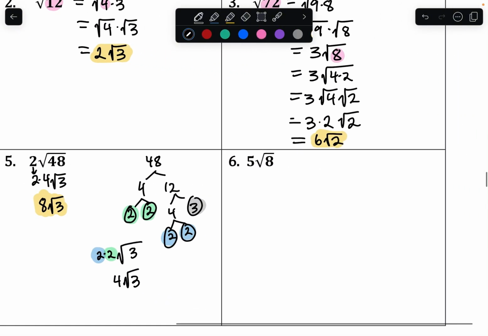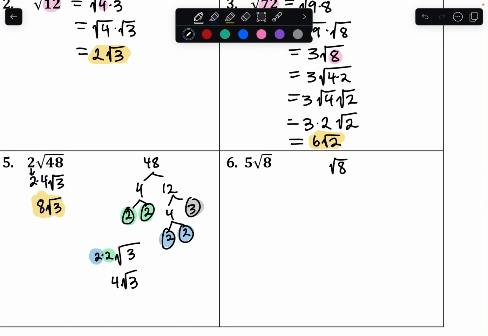Okay, looking at that square root of 8. Square root of 8 is the same as square root of 4 times 2, which is square root of 4 times square root of 2, which is 2 square roots of 2. 5 and 2 get multiplied to be 10, so we have 10 square roots of 2 for our final answer.